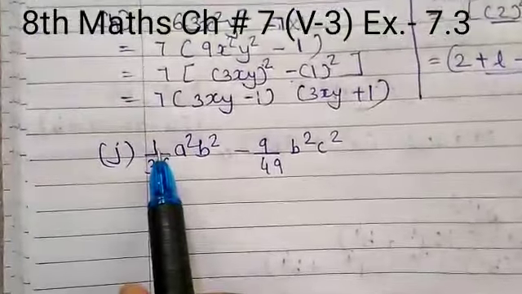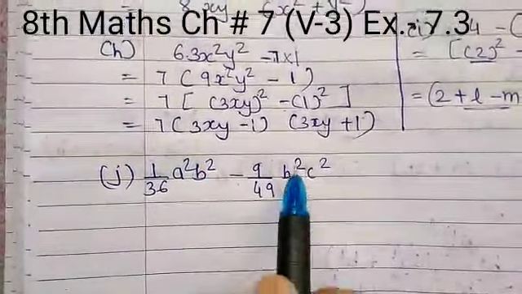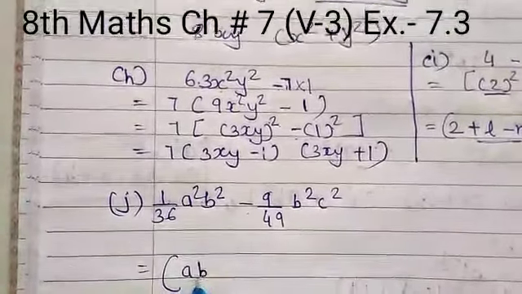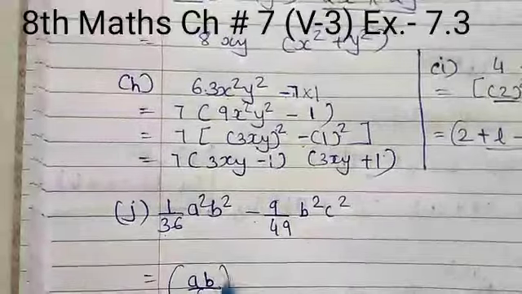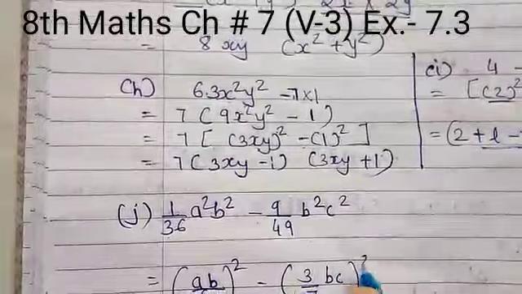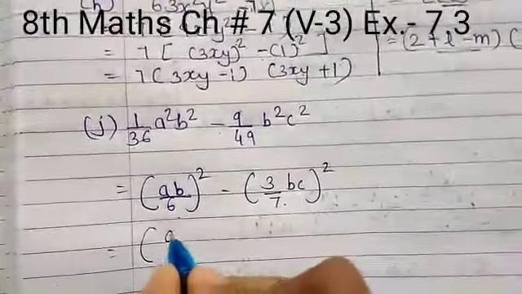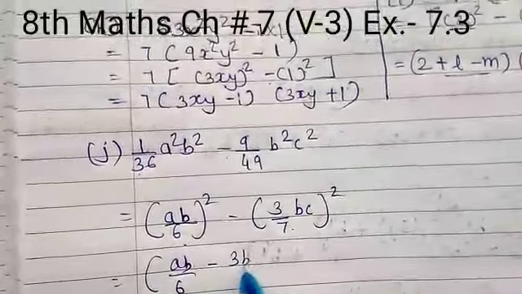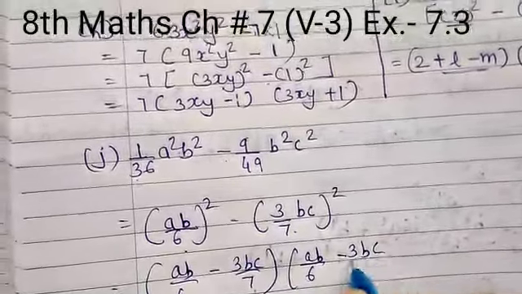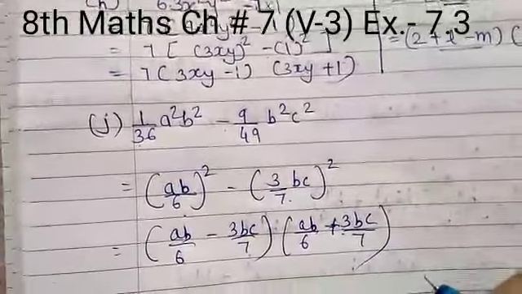What is given here? 1/36 a²b² − 9/49 b²c². So as we know, we have to take out a square root. So ab will become, whose square is 36, become (6)², here 9 over 49 is (3/7)², b and c whole square become b, and here c. So what can we write? We can write (ab/6 − 3bc/7) and (ab/6 + 3bc/7). That is our final answer.